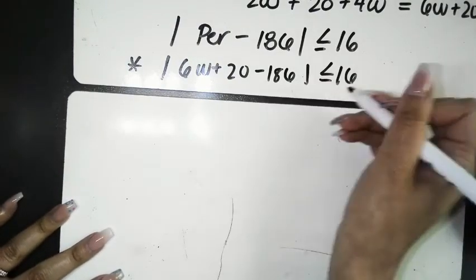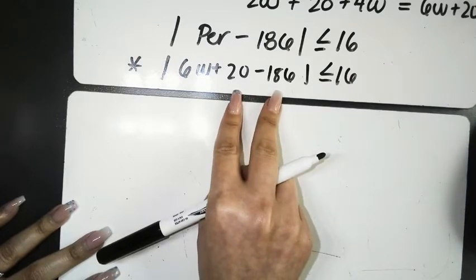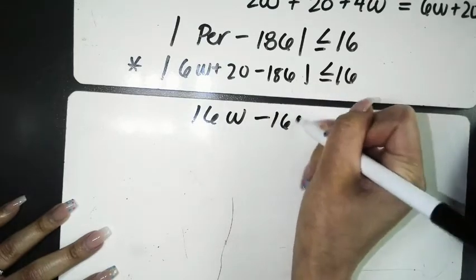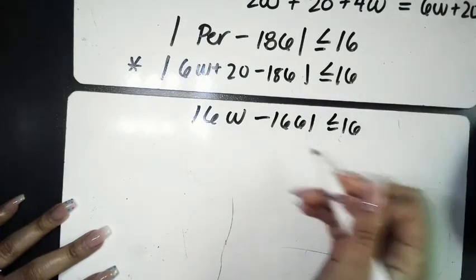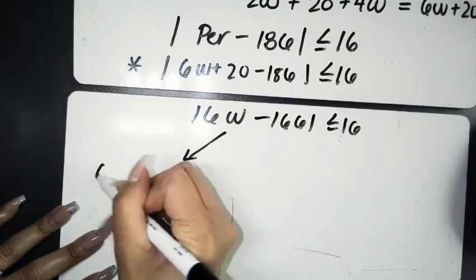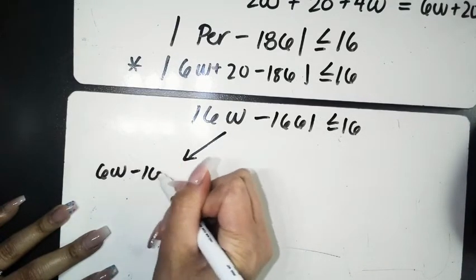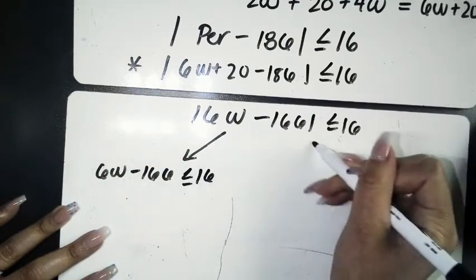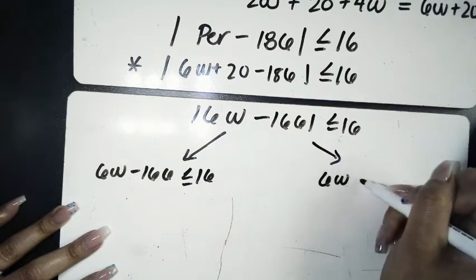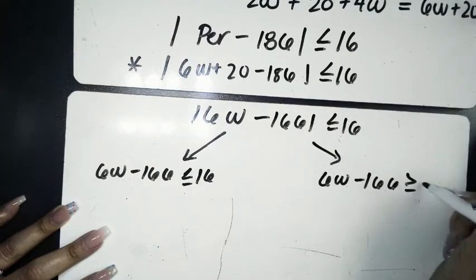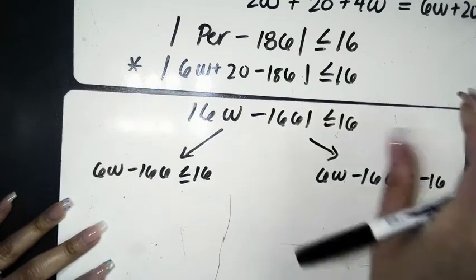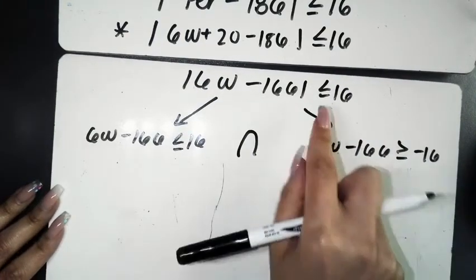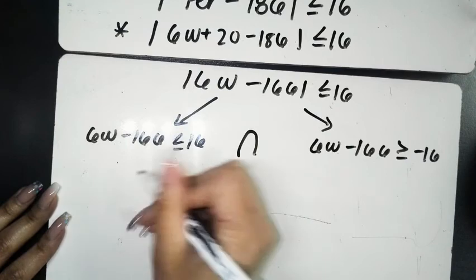Now you need to solve this inequality. I can combine these like terms, so I'll write it a little easier like this. After that you have your two cases: 6W minus 166 less than or equal to 16, and the other case, 6W minus 166 greater than or equal to negative 16. Naturally, this is an intersection because of the way the absolute value works.